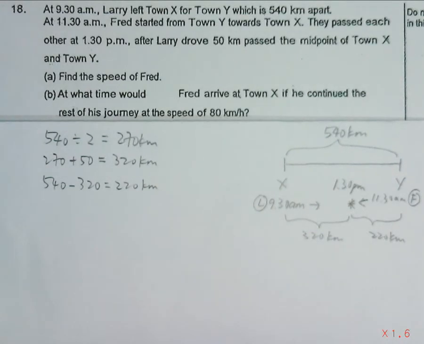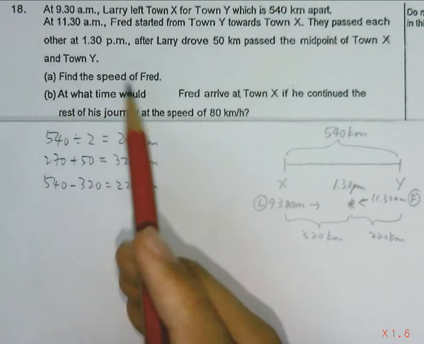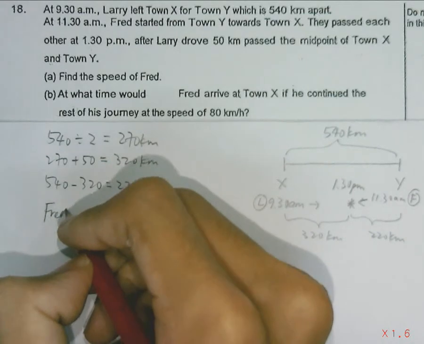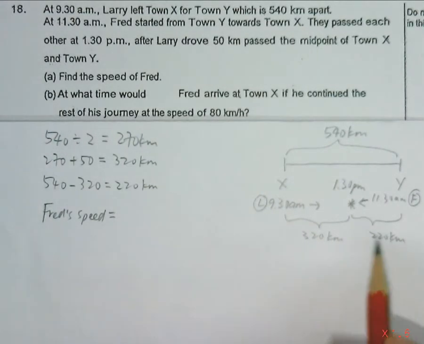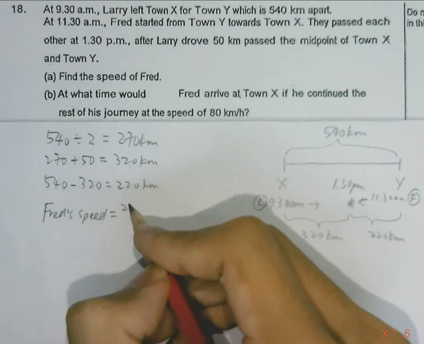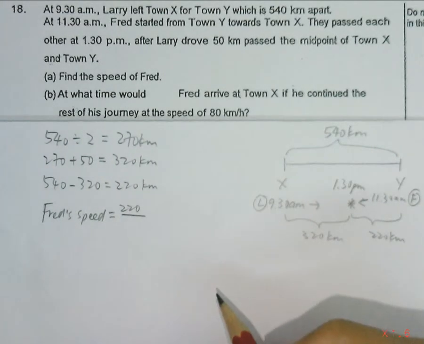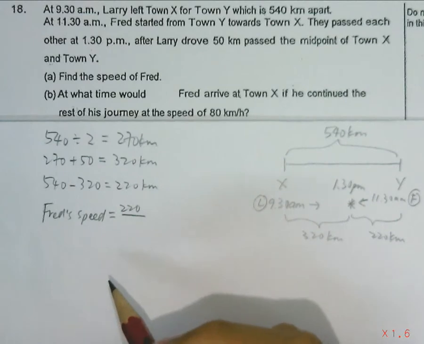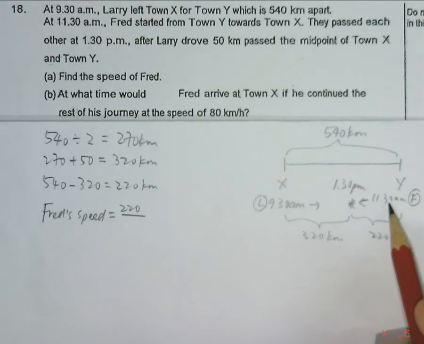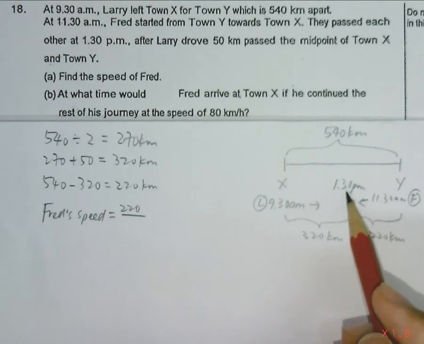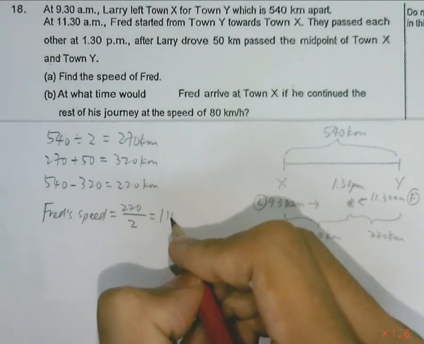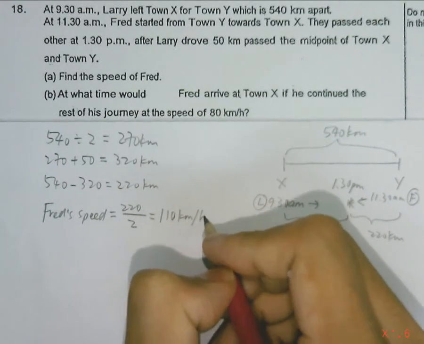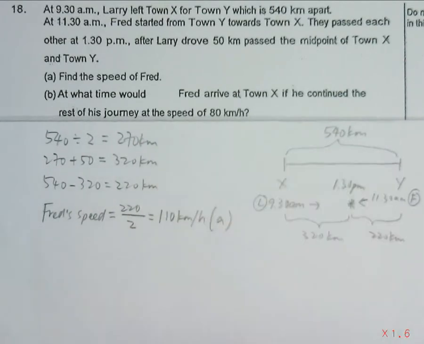Now part A asks for the speed of Fred. So Fred's speed will be equal to the distance he traveled, 220, divided by the time taken for him to travel. From 11:30 a.m. to 1:30 p.m. that will be 2 hours. So that will give us his speed of 110 kilometers per hour. This will be your answer for A.